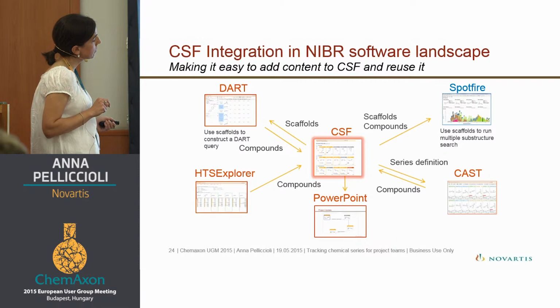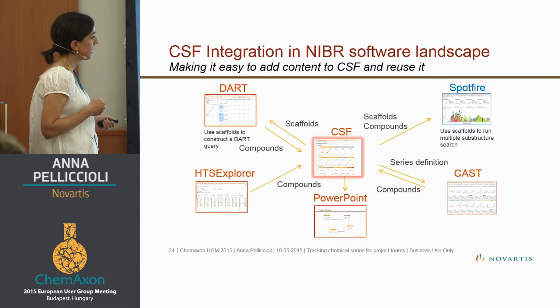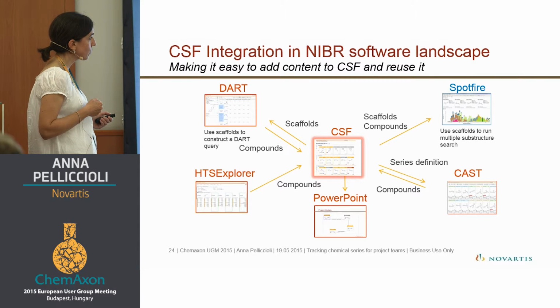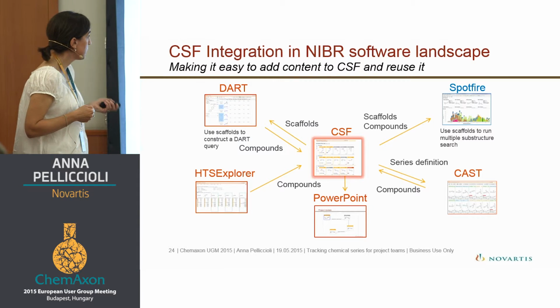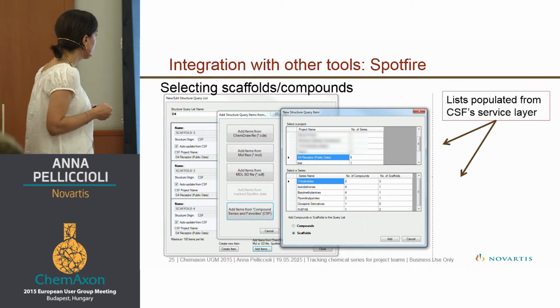There's CAS. This is something we use for the teams to think about what they should do next. So idea generation, basically. And then there's Spotfire. So I'm going to show a couple of examples of this. One of these is Spotfire.